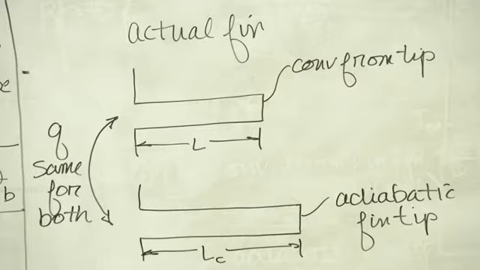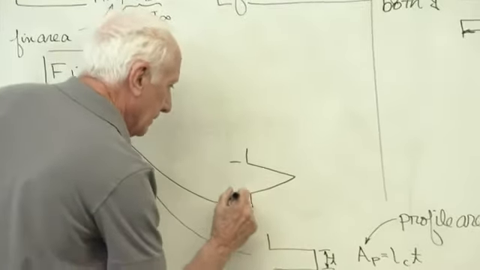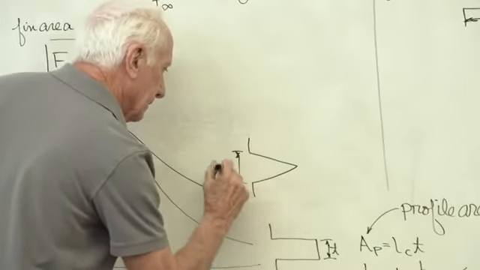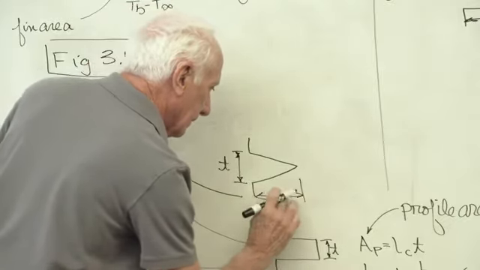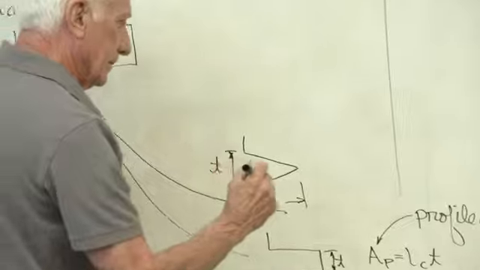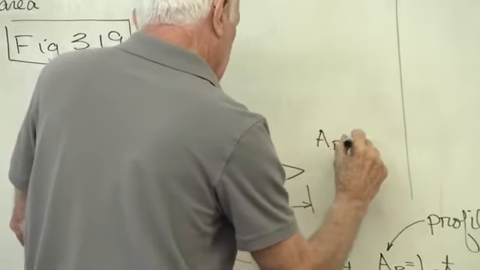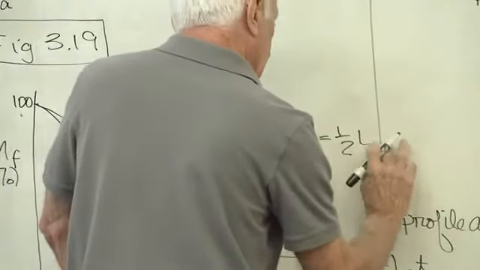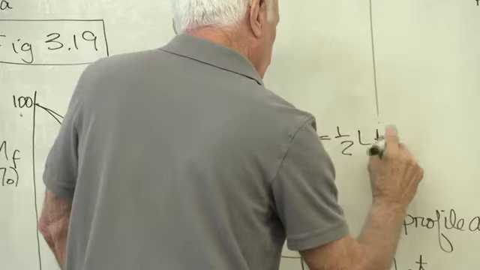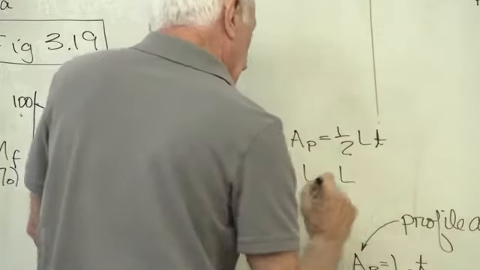Now there's another picture here. There's three of them, but I'll just show you two of them. Here's one for a triangular fin. This is T. This is L. The profile area is equal to 1/2 LT, and L sub C equals L.